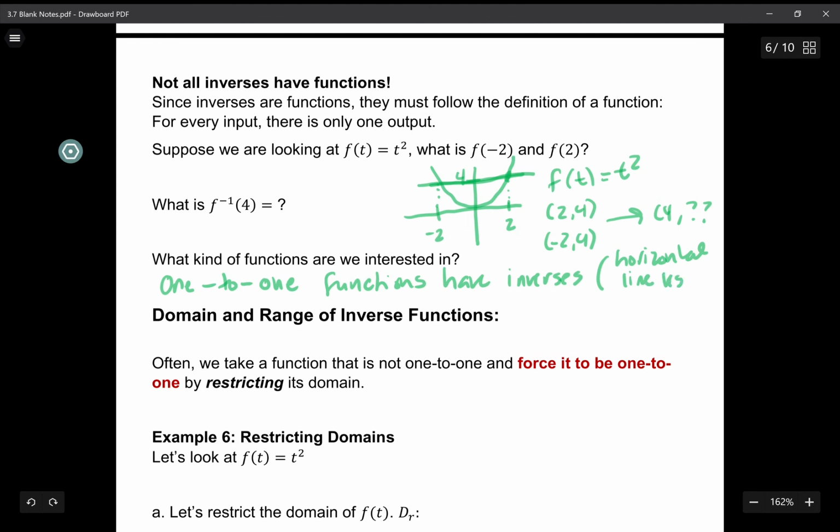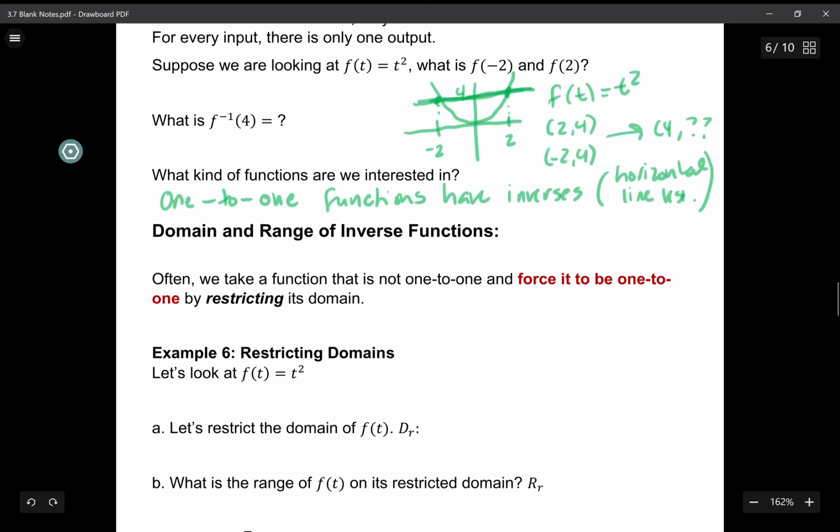The vertical line test was just for functions in general. This is the horizontal line test. And that means if you pass the horizontal line test, you can't draw a horizontal line that touches the graph in two places. If you do not pass, you have two inputs that go to the same output. Well, we can't have that for an inverse function because we don't know what to map that output to. Do we map it to 2 or do we map it to negative 2? So you have to have one-to-one functions to have inverses.